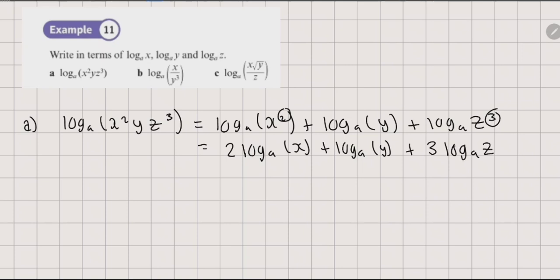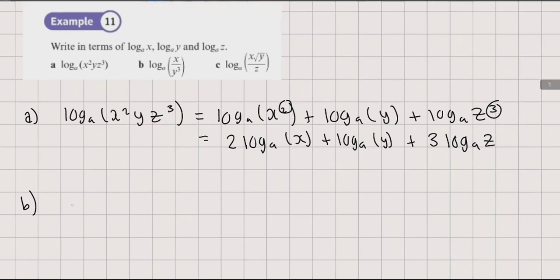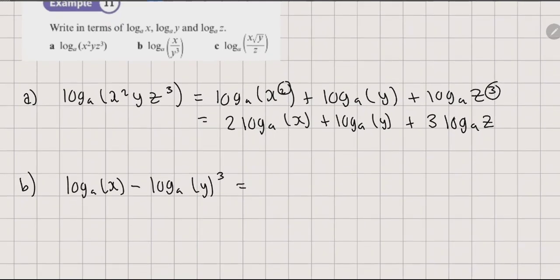And then for part B, we can see that it's going to be the division rule here because we have x over y. And so we can break this down into log a x minus log a y to the power of 3. And then we know that we can bring this power down using the power rule. So log base a of x minus 3 log base a of y. And that's our final answer.